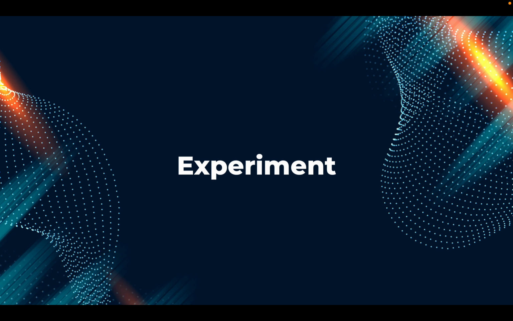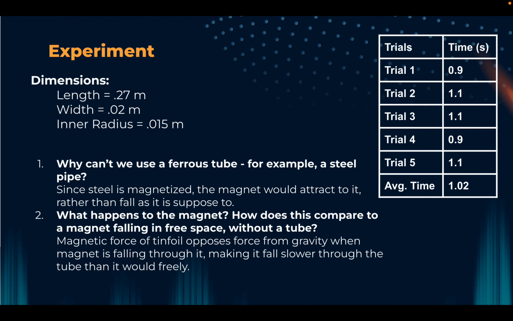So going into the experiment, the first thing that I did is I took the dimensions of the tinfoil tube that I made. So the length is 0.27 meters, the width is 0.02 meters, and the inner radius of the tube is 0.015 meters. So you can see on the right side, I have my trials, timed it with my phone, took the average at the end, found my average was 1.02 seconds, which is what I explained before for my experimental model.